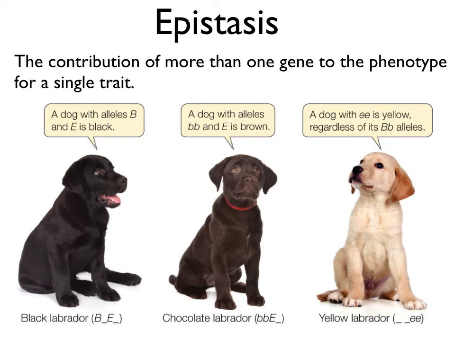And when you have two copies of the recessive E, it means your E gene doesn't work. No matter what color is produced, whatever color pigment is produced by the B gene, the product of your E gene does not take it and put it in the hair. No black or chocolate pigment is deposited in the hair, and therefore you get dogs that have no color in their hair. They're therefore yellow.